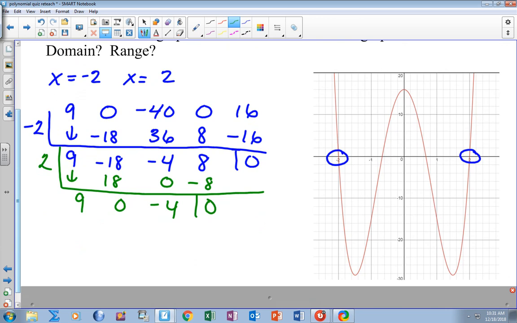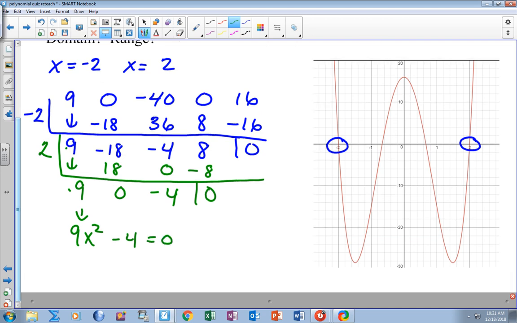So now I started with x to the 4th. I found one of the roots, so that brings this one down to x to the third. So this here would be my x to the third. I found this root, so this one is now x to the second. These are my coefficients, so this is going to be 9x squared plus 0x minus 4. So that's the quadratic equation. We're just going to solve that in order to find those other two roots.